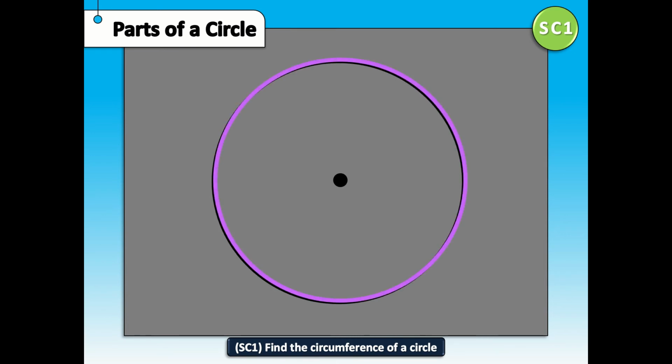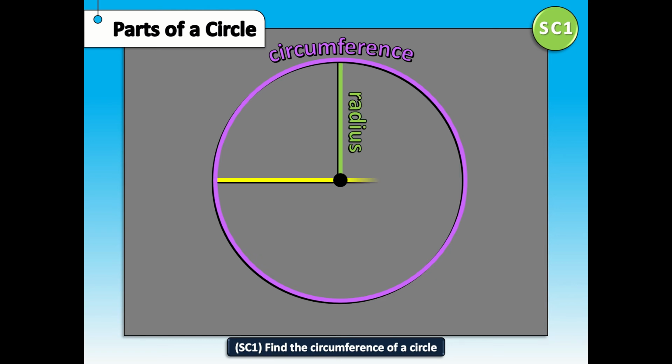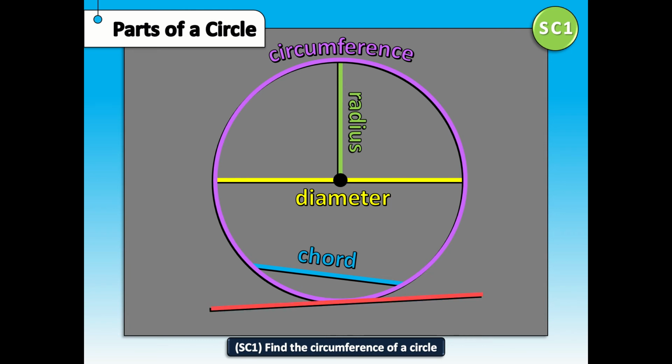So the distance around the outside of a circle is known as the circumference. The distance from the centre of the circle to the circumference is known as the radius. The distance all the way across the circle through the centre is known as the diameter. A line that goes through the circle but not through the centre is known as a chord. And a line that touches the circumference of a circle but doesn't go through the circle is known as a tangent.